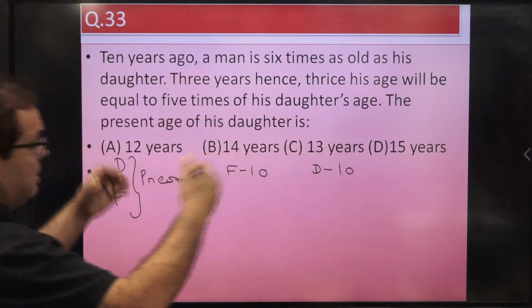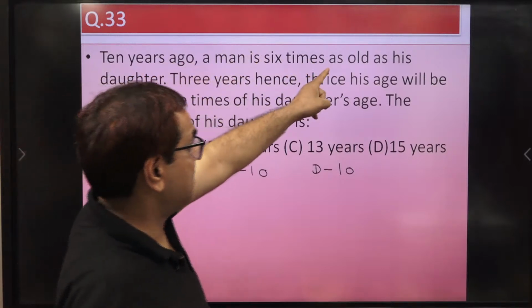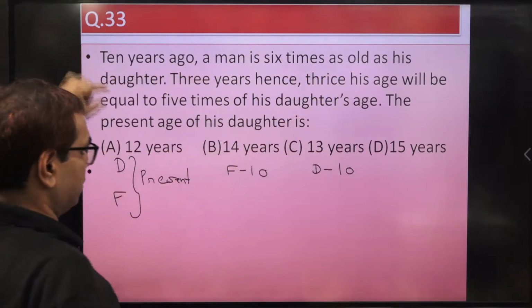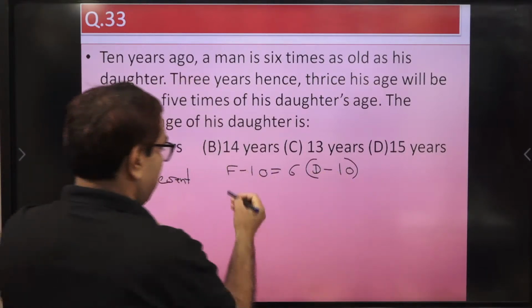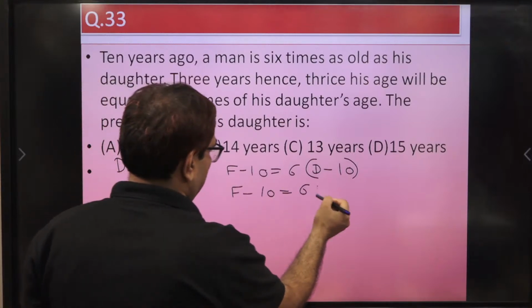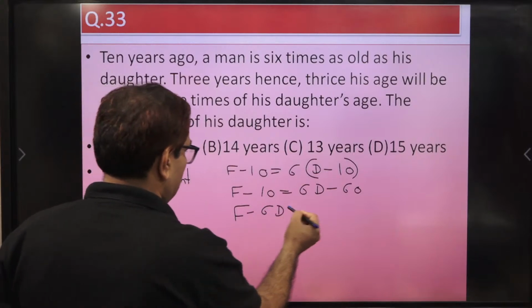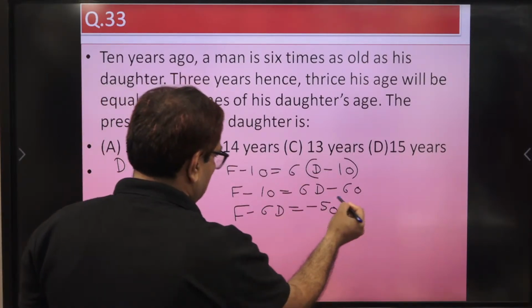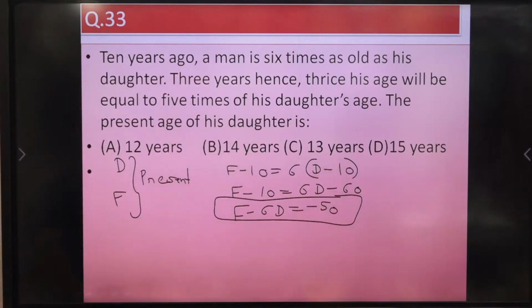And what was the relation? 10 years ago, a man is 6 times as old as his daughter. So this age is equal to 6 times of this. Okay, so we get F minus 10 equal to 6D minus 60, or F minus 6D equal to minus 50. So we got one relation between F and D, one equation.